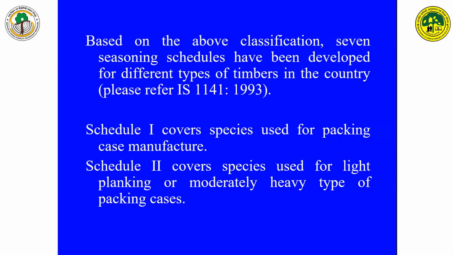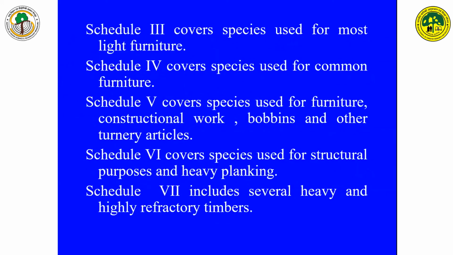Then schedule 2. Just go through the literature provided to you in this training material. Schedule 2 covers species used for light planking or moderately heavy type of packing cases. Then schedule 3 covers species used for most light furniture. Then schedule 4 covers species used for common furniture. Then schedule 5 covers species used for furniture, construction work, bobbins, and other turnery articles. Then schedule 6 covers species used for structural purposes and heavy planking. Then schedule 7, this is the last one and slowest one, includes several heavy and refractory timbers.